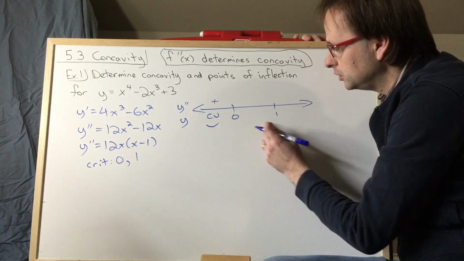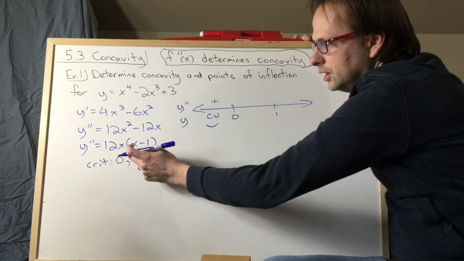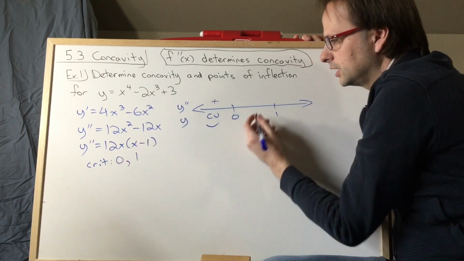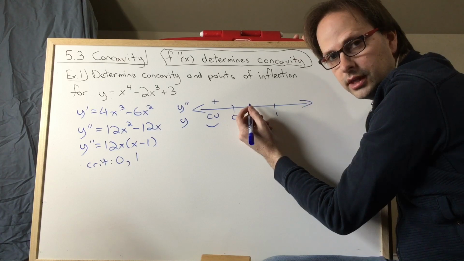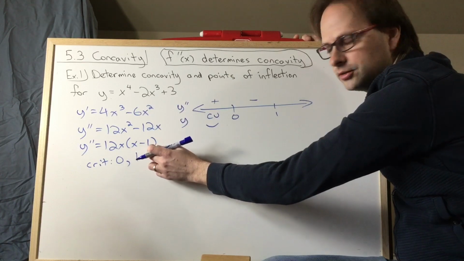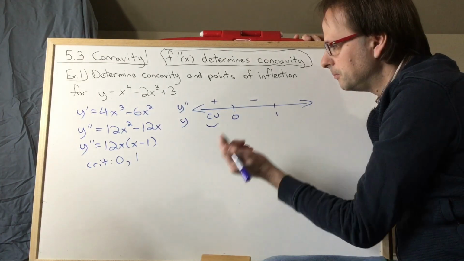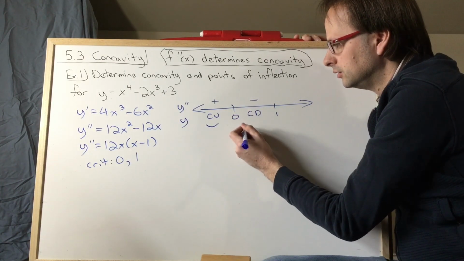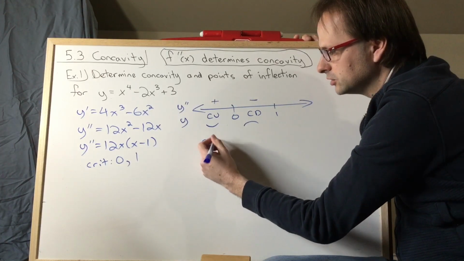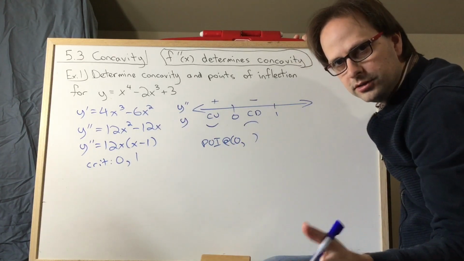Okay, now if I put in something between 0 and 1, say I put in 0.5, I'll get 12 times 0.5, that's positive, times 0.5 minus 1, which is negative. So I'm going to end up with a positive times a negative. You could actually find the number in your calculator if you want to, but I know that's going to be a negative value. Again, subbing into the second derivative, not subbing in 0 or 1, subbing in a number between 0 and 1. So now I get concave down. Oh my, concavity has changed. There is a point of inflection at the x value of 0. And it's got a corresponding y that we'll find in just a second.